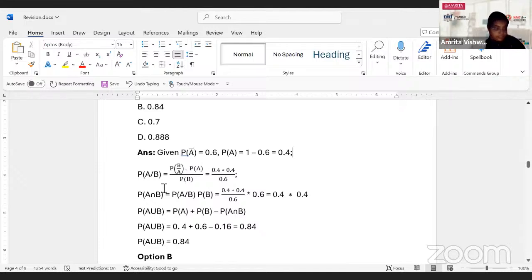Now what I've done is P of A by B. We know this formula. So P of A by B is something like this, 0.4 into 0.4 by 0.6. Now, if I have to find P of A intersection B, it is P of A by B into P of B. So I have substituted it. Okay, B intersection A. But B intersection A is not given, right?